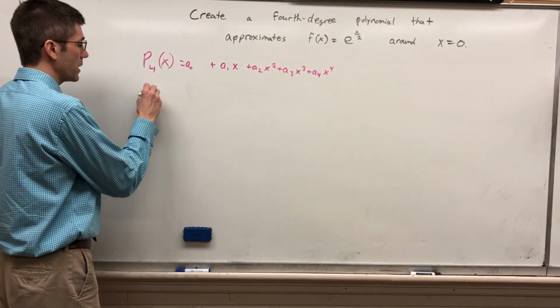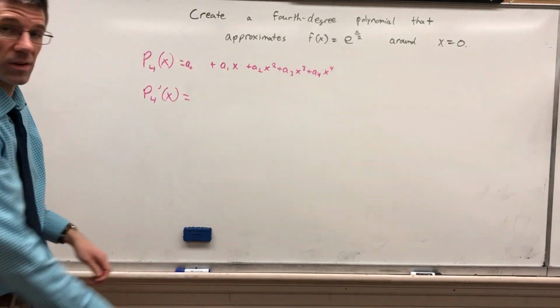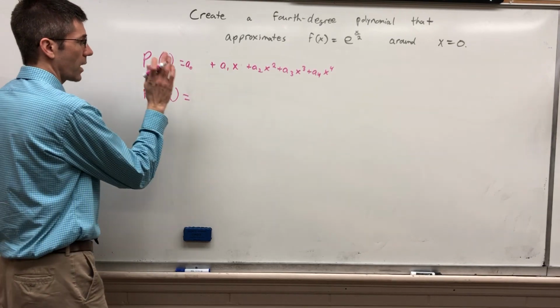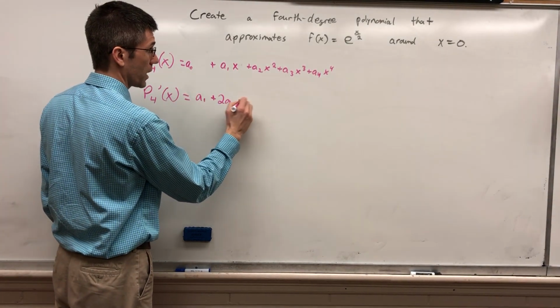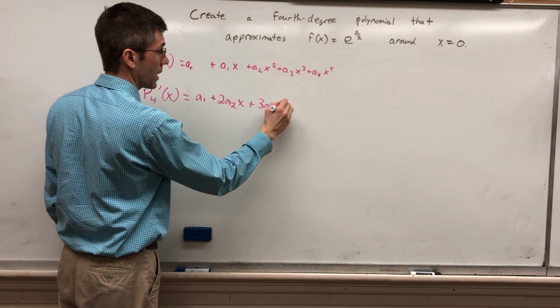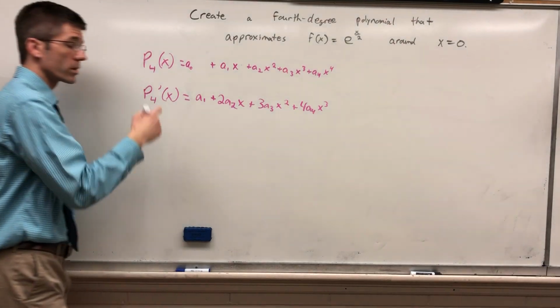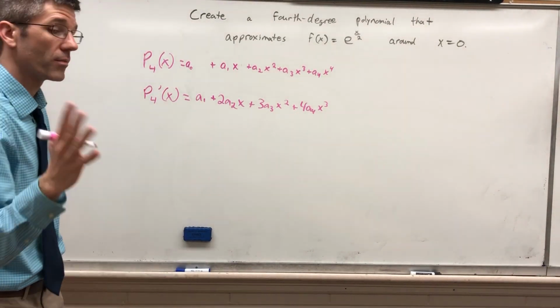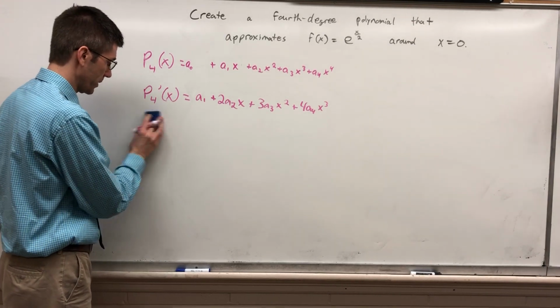So here we go. P sub 4 prime. I need to find some derivatives. We're going to take the derivative of this nasty thing. When I do that, that term goes away. I'm left with a1, plus 2a2x plus 3a3x squared plus 4a sub 4x cubed. We're going to do this till we get to the fourth derivative. This will come in really handy in just a minute. I don't know why I put an F there. That should be a P.